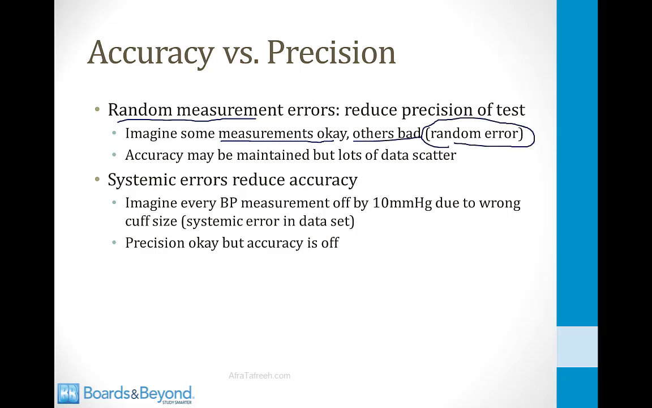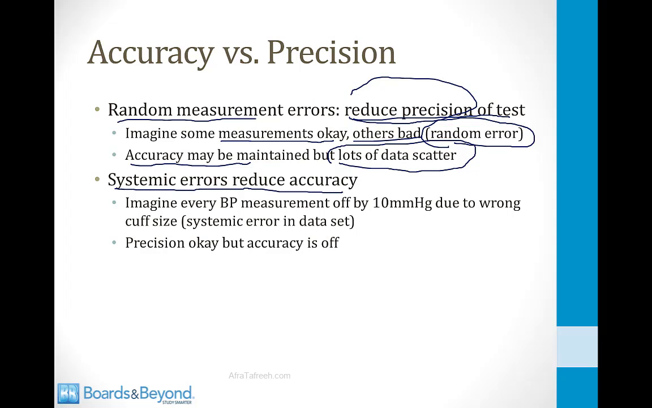Well, you should know that this is going to reduce the precision of the test because you're going to get some results that are very accurate and dead on. Then you're going to get others that are slightly off, but they may be clustered around the result that you want to get. So you may actually maintain your accuracy, but there's going to be lots of scatter of your data. And the thing that's going to be affected the most is the precision. If you have a systemic error, this is going to reduce your accuracy.